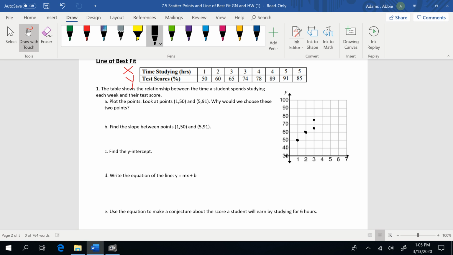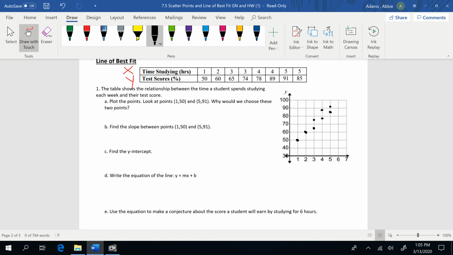Our next student studied for 4 hours, and they received a 78 on the test. Let's put that right about there. The next student studied for 4 hours as well, but they received an 89 on the test. It's going to be right in between 80 and 90 in the graph, closer to 90 though. Then, one of our last students studied for 5 hours, and he received a 91 on his test. So right there above a 90. And then our last student also studied for 5 hours, but he got an 85 on the test.